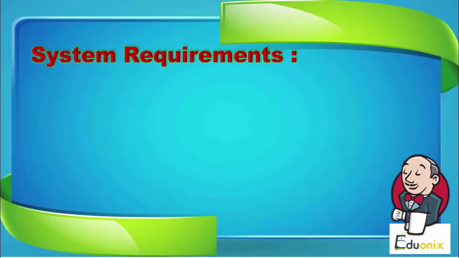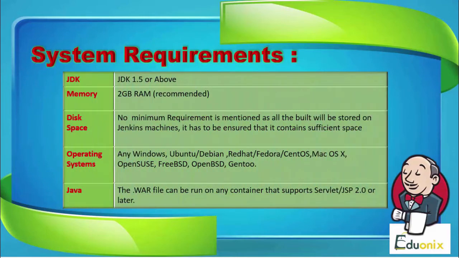If I talk about the system requirements, before installing Jenkins, you should keep your system ready with the following software and hardware so that you can install Jenkins well onto your system. The very first requirement is JDK, called Java Development Kit. The version should be 1.5 or above. You can easily download it from the website. Just search for JDK 1.5 or the latest JDK version, and download it as per the operating system you have.